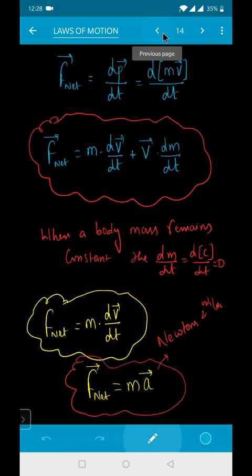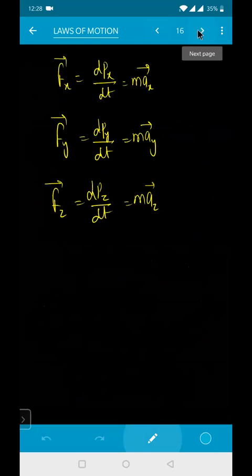F is equal to how much for me? F is equal to m into a, or F is equal to m into dv by dt, part of the relation. And different components of the forces also we have done right now there. Clear for everyone? Sure. Let us try to go for the next one.